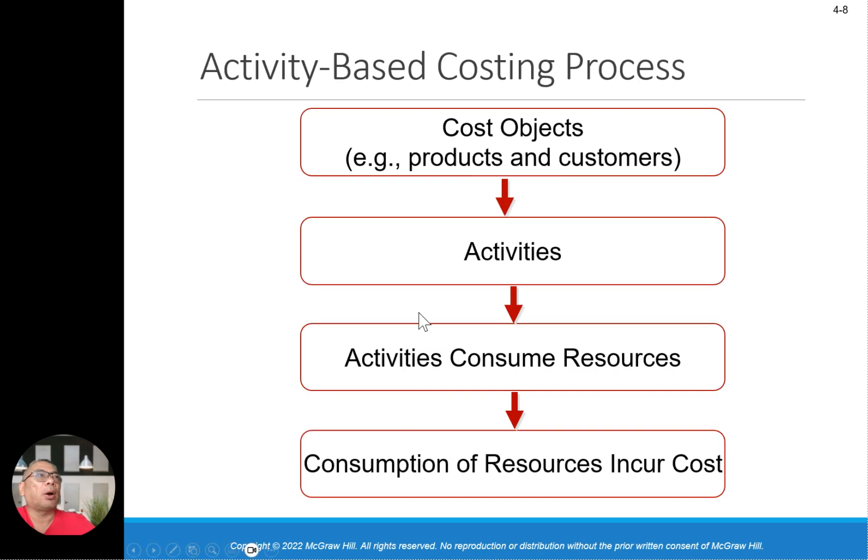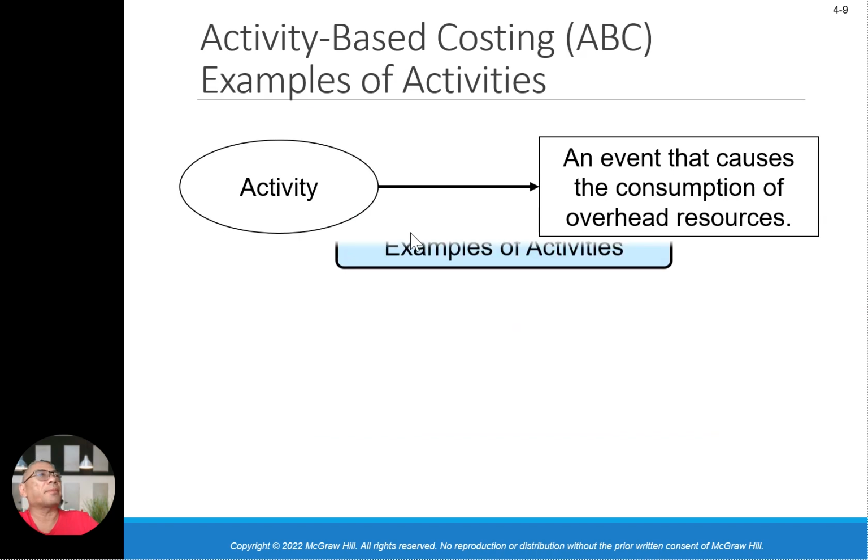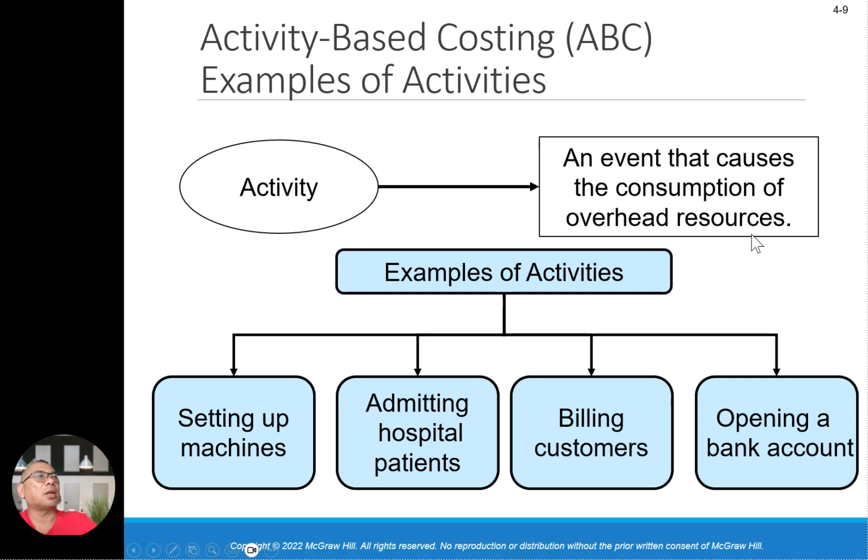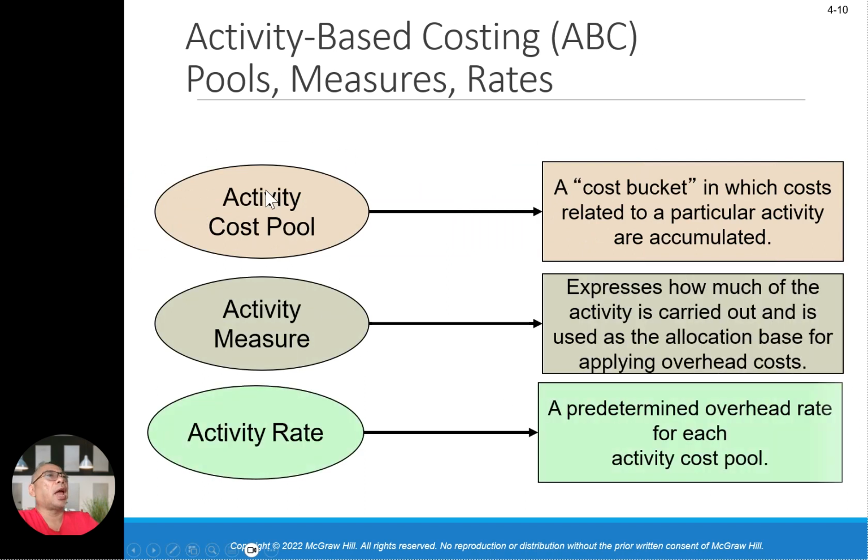Okay. What are the cost objects? Here is the activity-based costing flow chart. Cost objects, such as products and customers, drive activities; activities consume resources, which leads down to the consumption of resources and incurred costs. Okay. Activities go all the way to the cost, the consumption of overhead cost. Example activities here: setting up a machine, admitting hospital patients, billing customers, opening bank accounts. So these are four examples of activities. Okay. All right. Activity pool.